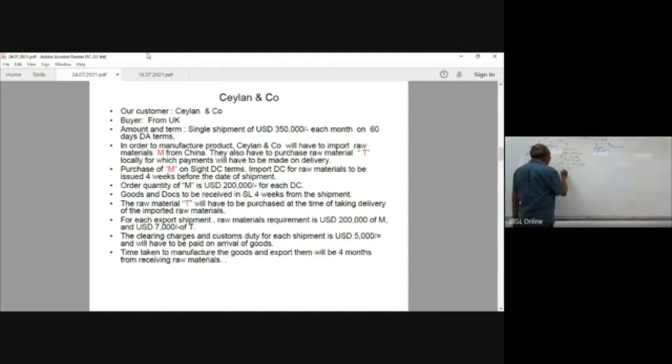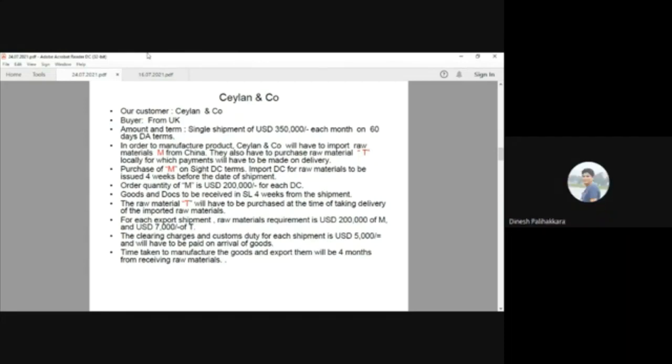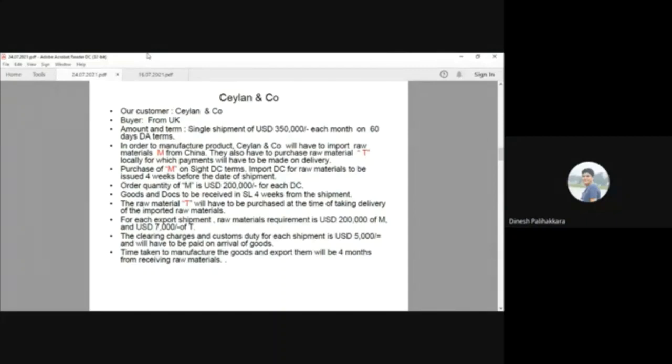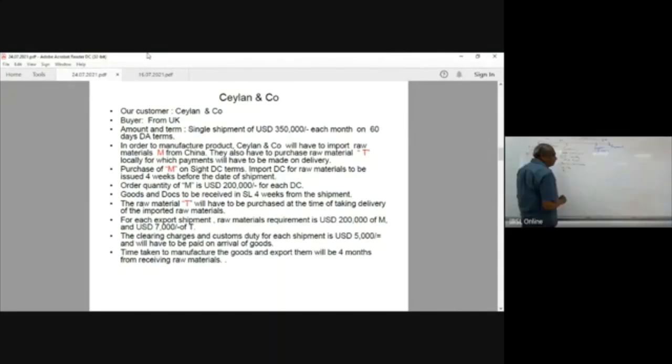Then we need one more facility. OD or short term loan, for local purchase of materials. Local purchase, yes. Short term loan or OD facility, right? Very good. We have to give them some more facility.